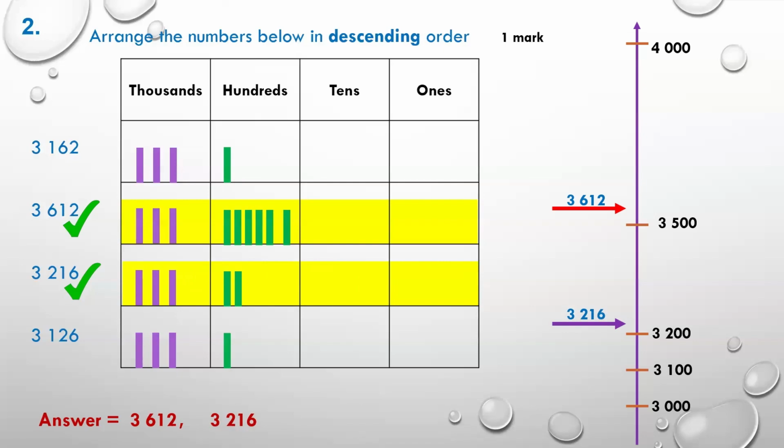Now we're just left with two numbers, right? Both of them have 3,000, both of them have 1 hundred. So what do we look at now? What actual values are we looking at? Let's go look at the next place, which is tens. So how many tens does the first number have? 6 tens.